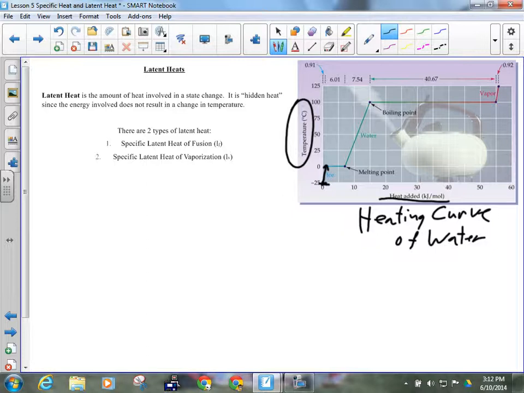I continue to add heat, but the temperature doesn't change. Well, what's going on with the ice? It's melting. The temperature of the ice will not change until all of it is melted. So the ice-water mixture will stay at 0 degrees Celsius till all the ice is gone. We use this all the time. That's why we put ice in drinks.